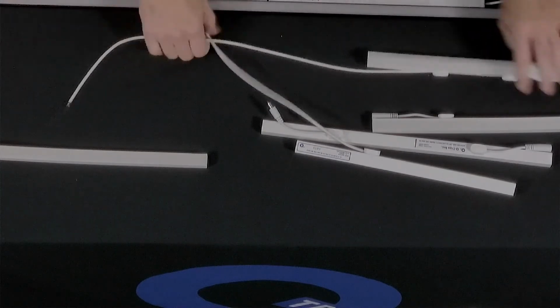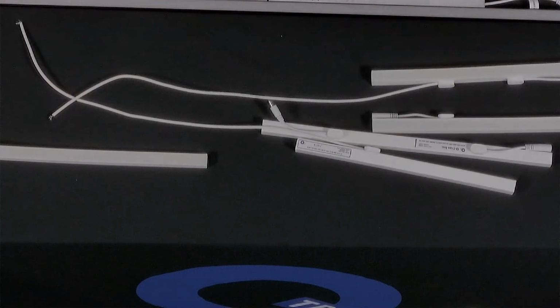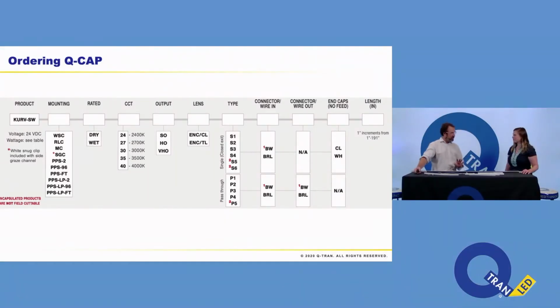So what we're looking at here is similar to, let's go through the part number to see if there's anything in here that's confusing, but I know there's one area I would like to discuss. So here's a sample of the Curve. The product itself always starts, followed by the mounting options. The rating, so is it dry or wet rated, and that'll be the wire that's associated with the QCAP products. The color temperature, the output, which can be confusing. And here's the quick cheat sheet for that.